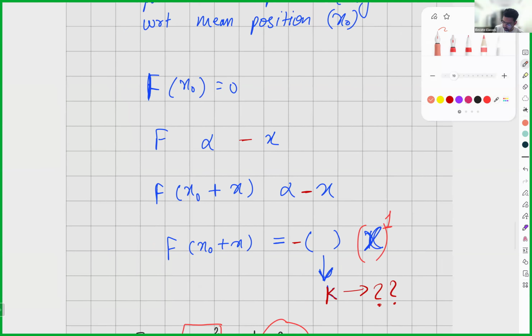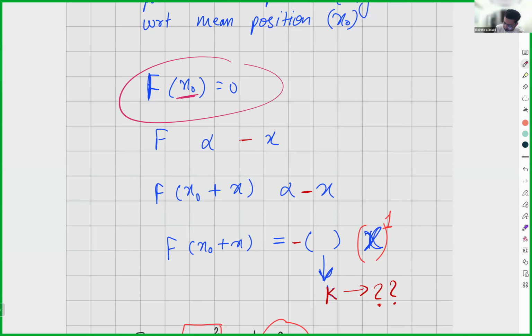So this is what we have done next. Okay. F of x naught is 0. First step. And we know that f is proportional to minus x naught. Right.